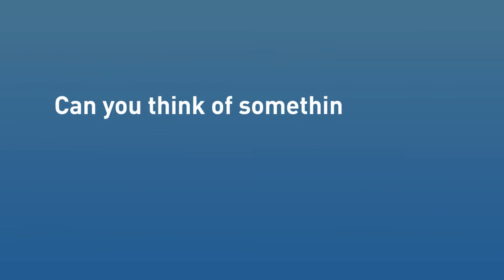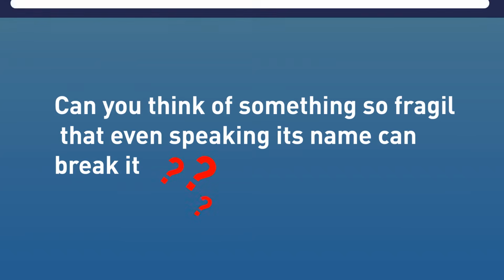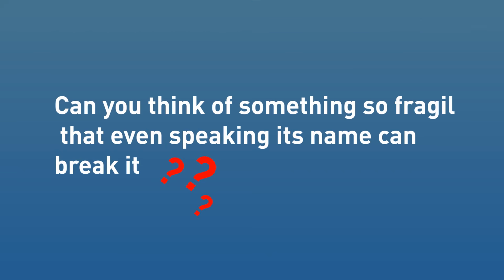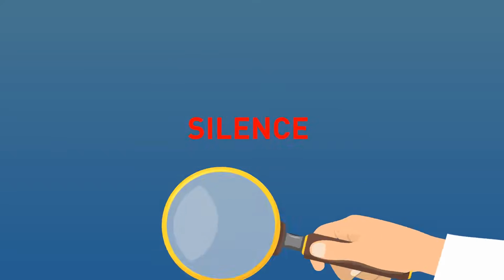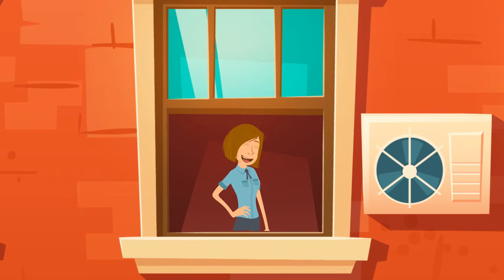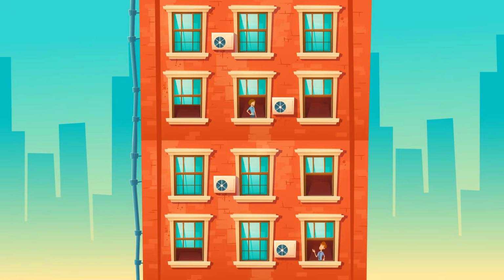Can you think of something so fragile that even speaking its name can break it? It's silence. Kate lives on the 4th floor and Alex lives on the 2nd floor. When she goes up to the 4th floor, Kate climbs 60 stairs. How many stairs does Alex have to climb to get to the 2nd floor?